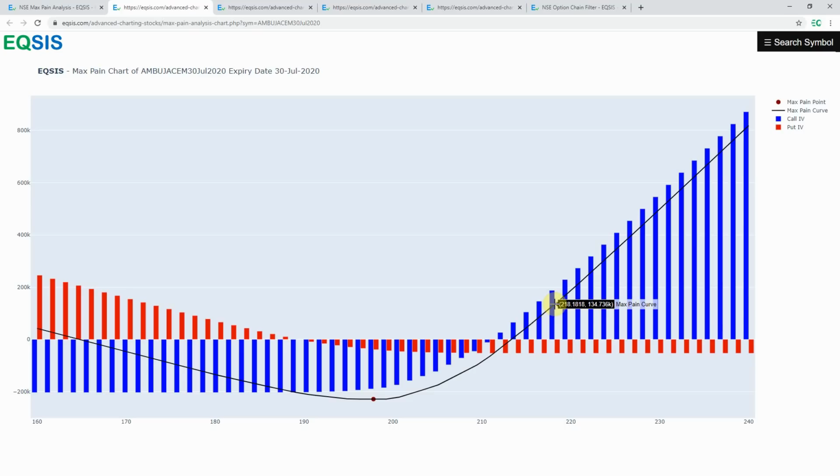Remember, buyer has a limited loss of the premium, so they don't have to panic, whereas the option sellers do panic. This is how we understand the short covering.